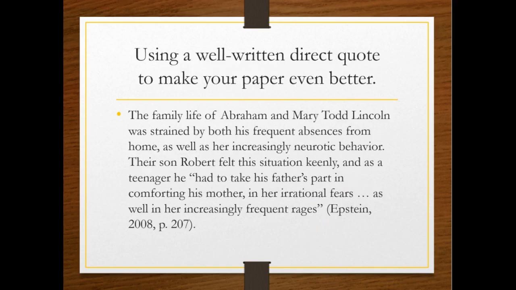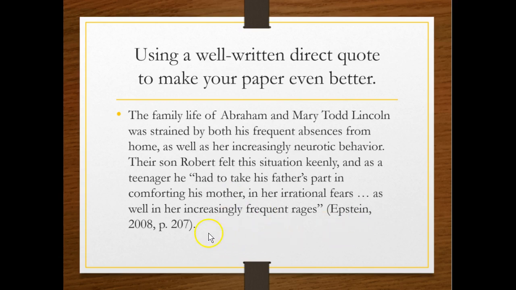And using a well-written direct quote to make your paper even better can be done like this. The family life of Abraham and Mary Todd Lincoln was strained by both his frequent absences as well as her increasingly neurotic behavior, and this is all me up until where I say their son Robert felt the situation keenly, and as a teenager, and now this is quoted from the book, quote, had to take his father's part in comforting his mother in her irrational fears as well as in her increasingly frequent rages.